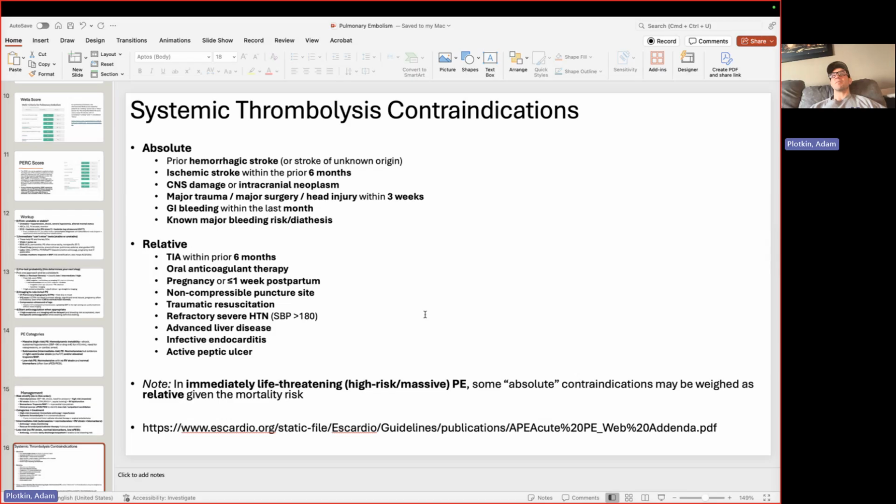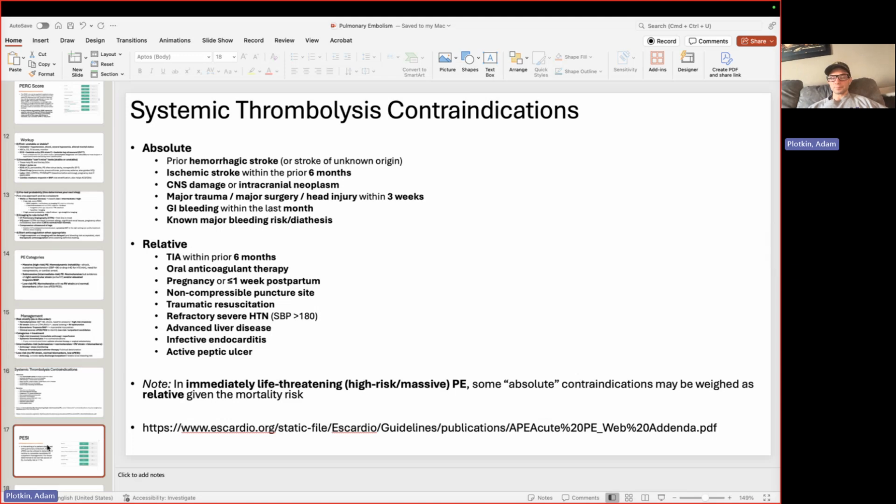Really in a massive PE, I'm just considering these absolute contraindications, and in some of the submassive, we wouldn't even really be considering thrombolysis. So it's really at the discretion of the treating clinician. For the sake of Step 2 especially, they're probably not going to give you any of these contraindications, and they just want you to know if the patient has a massive PE, we should treat them with TPA. These are just more for your understanding if you're ever on the wards or you're an ED provider along those lines.